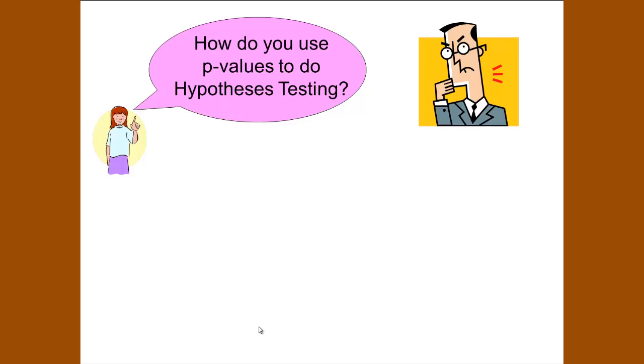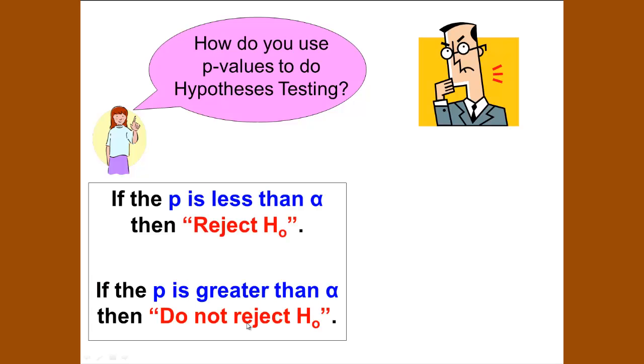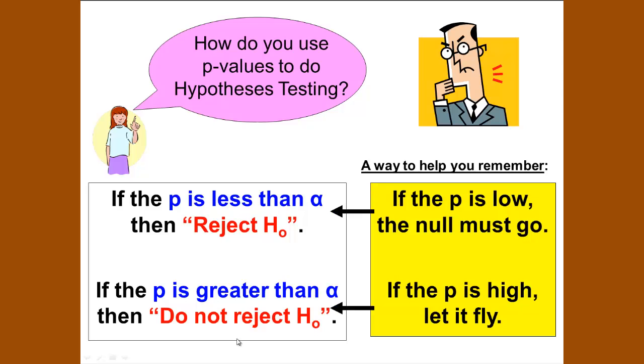And again, we are working on using the p-values to complete the hypothesis testing. Remember that we are working with this philosophy. If the p is less than alpha, then we reject H0. And if the p is greater than alpha, then we do not reject H0. A way to help us remember that is: if the p is low, the null must go. And if the p is high, we let it fly.